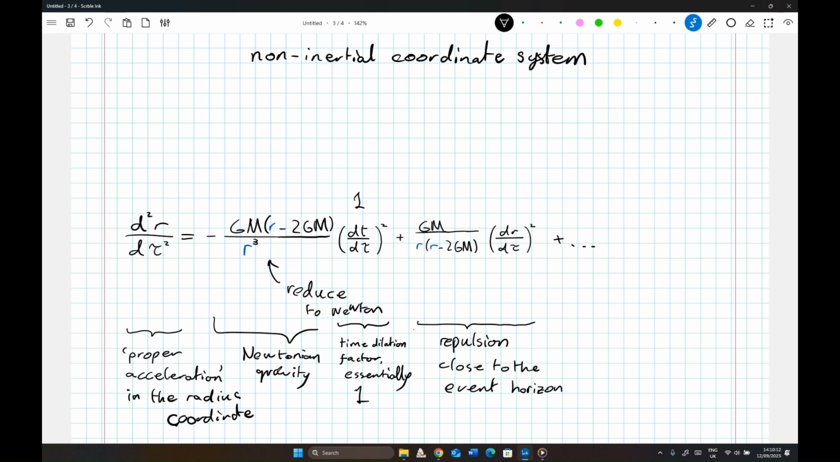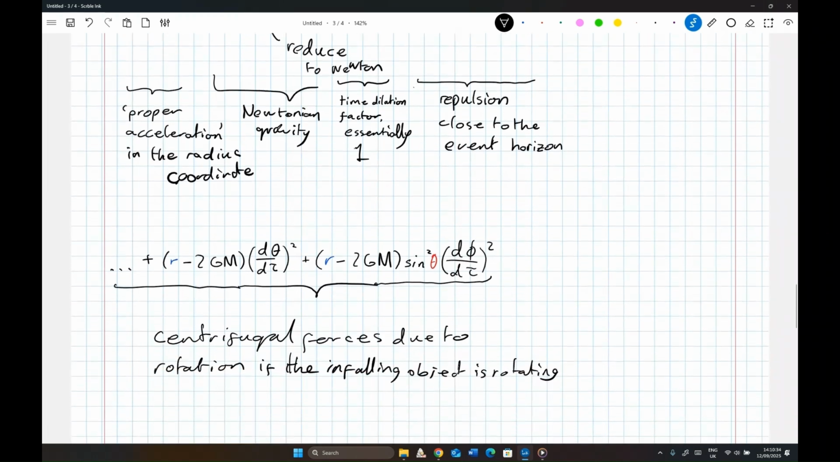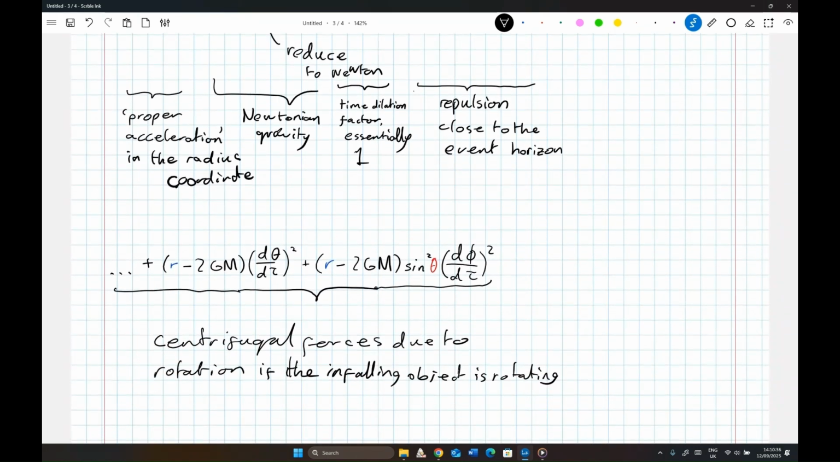But this repulsion is only observed in the coordinate system of the Earth. If you were the person falling into the Earth, if you were the apple, you would not experience any of these forces. You would only experience falling in, you would be in free fall, you would be in an inertial frame, you would be fine. And if you were rotating around the Earth, we have some centrifugal forces due to rotation.